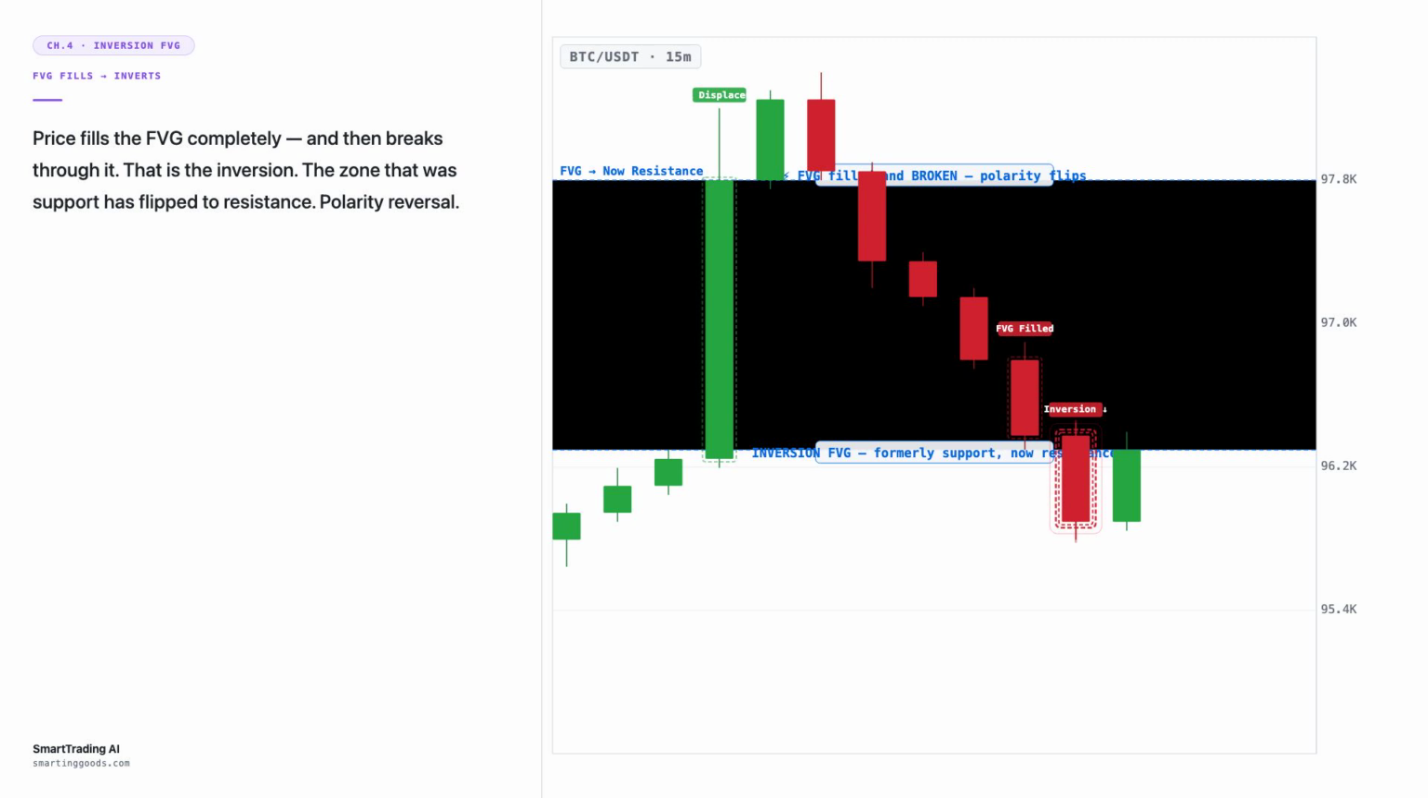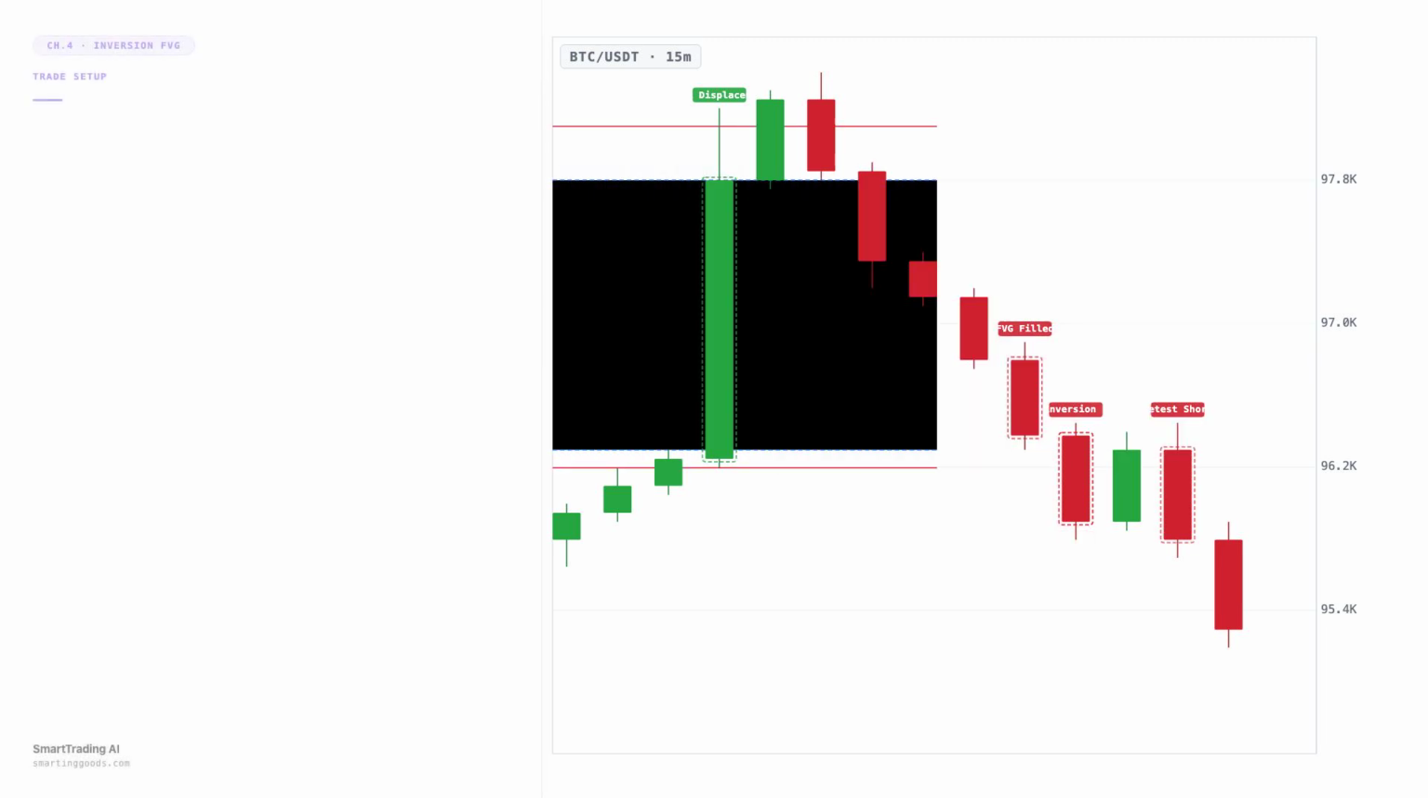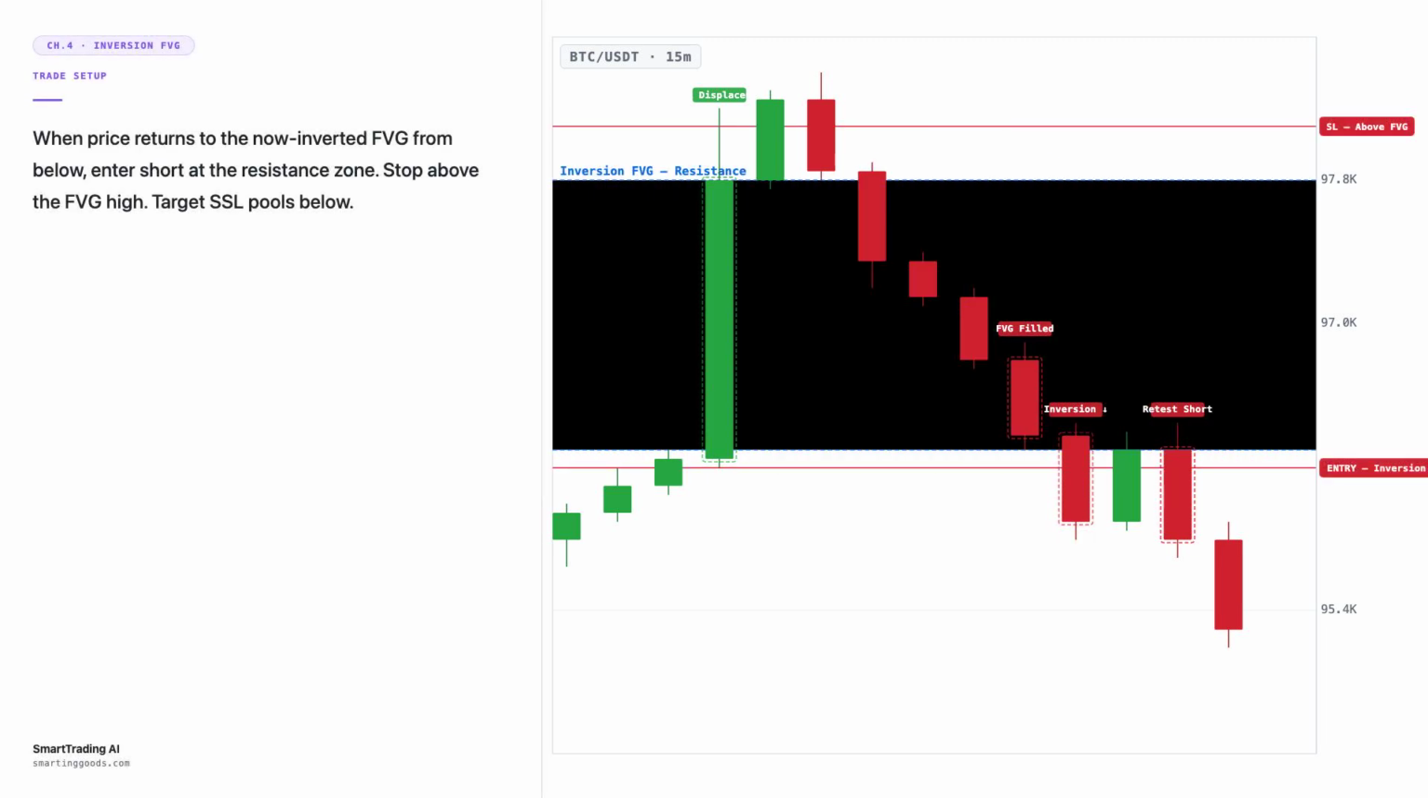The trade is simple. Price breaks below the bullish FVG, then retests the underside of that same zone, now acting as resistance. You enter the short at the retest of the inverted FVG. Stop above the inversion zone. First target is the swing low below. Second target, the sell side liquidity pool further down.